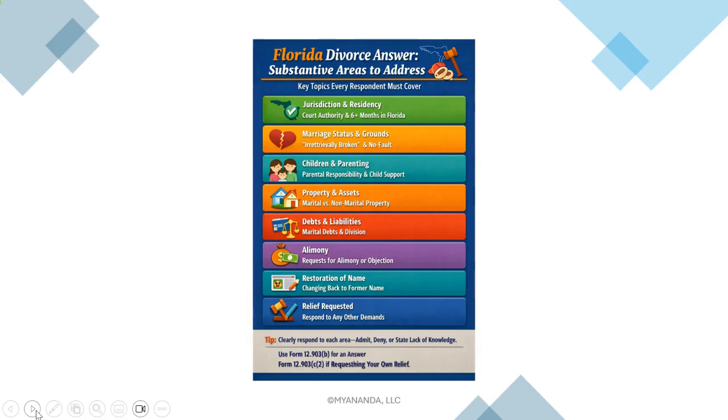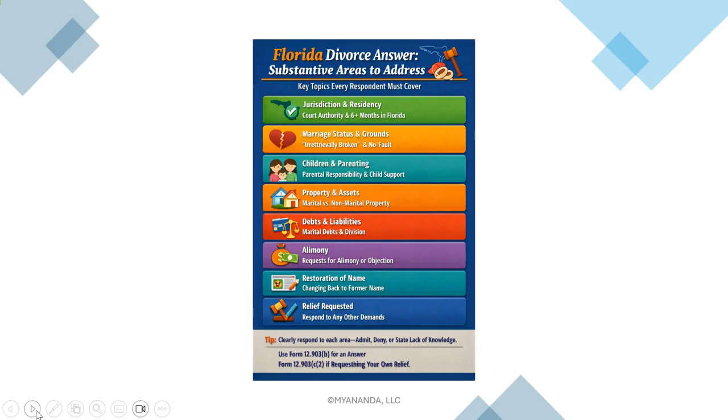Debts and liabilities operate in the same kind of way as property and assets. And then if a petitioner is seeking alimony, there's a request for alimony. So you might deny that request, and it depends. Every case differs. You need to make sure you're working closely with the attorney who knows what the client needs.